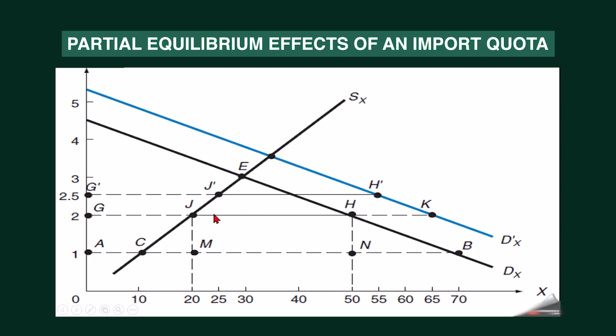Now for some reason, suppose the demand curve shifts rightward. In this case, the price will move up to 2.5, because only at price 2.5, the domestic supply will be 25 and the rest can be imported. So we can see that with the imposition of import quota, the domestic price of the commodity goes up.